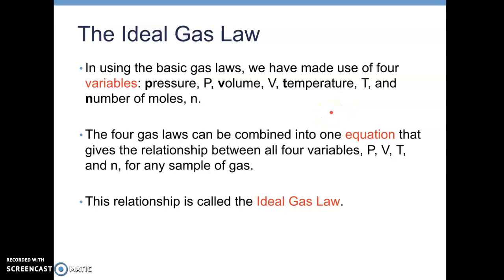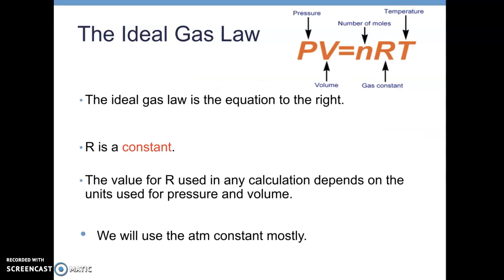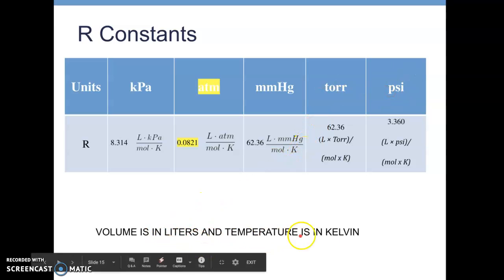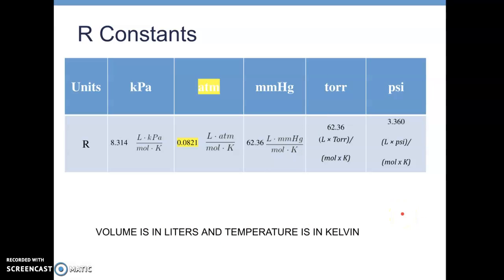This one's really useful because now I can solve for the amount of molecules in that gas, which is significantly important. So it's this equation right here. It's called PV = nRT. You've got pressure, volume, number of moles, R, which is just a constant, and temperature. And the R value depends on how you're measuring the pressure. So that's why it's important that we understand the different types. Volume is always in liters and temperature is always in Kelvin in that equation.